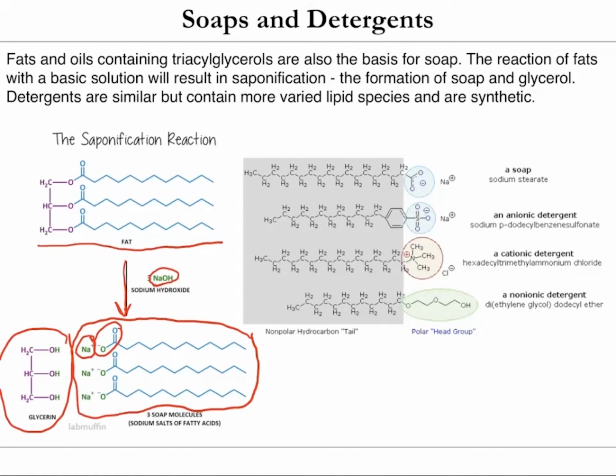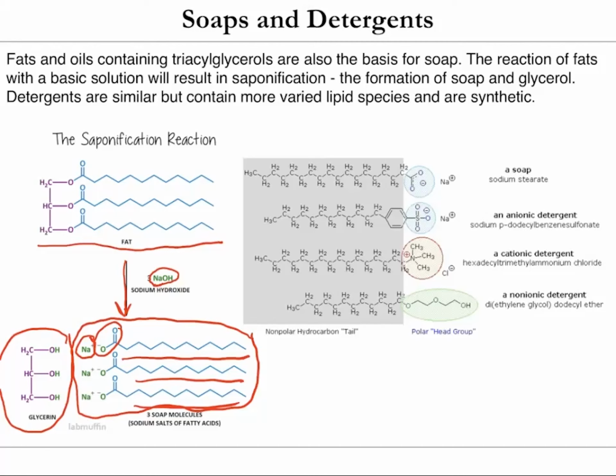So these positive and negative charges can interact with polar molecules when you're trying to clean your hand with soap. And then these fatty acids can interact with and solubilize anything that's more greasy or dirty or hydrophobic on your body. And so that's generally how soap works.